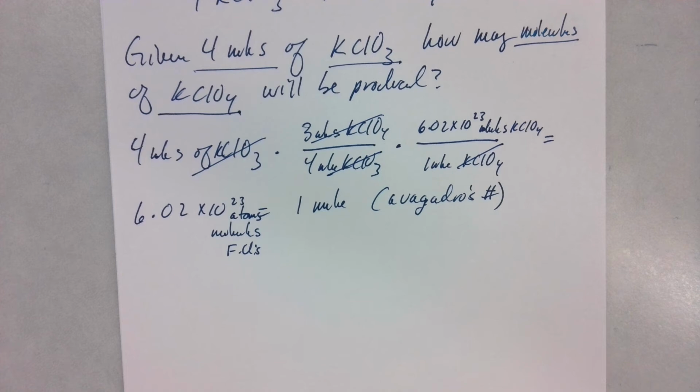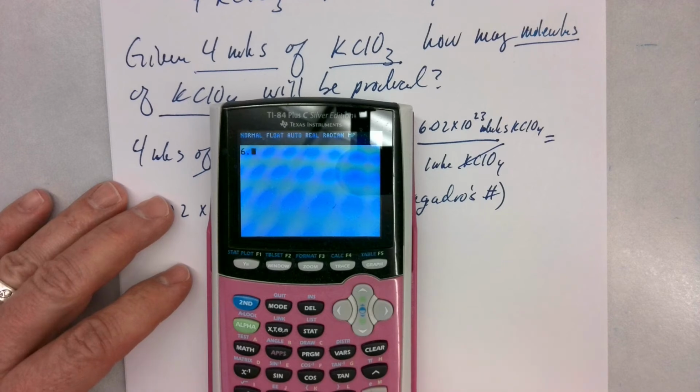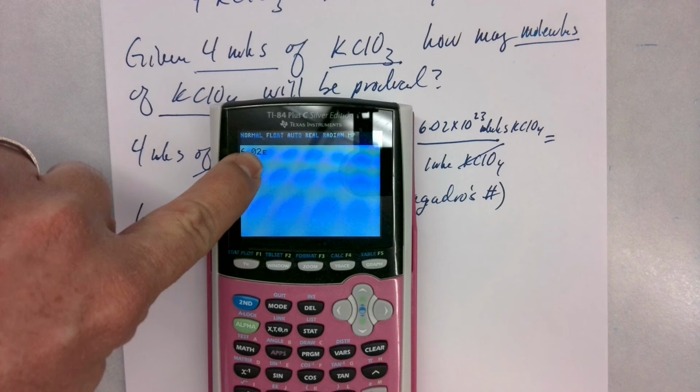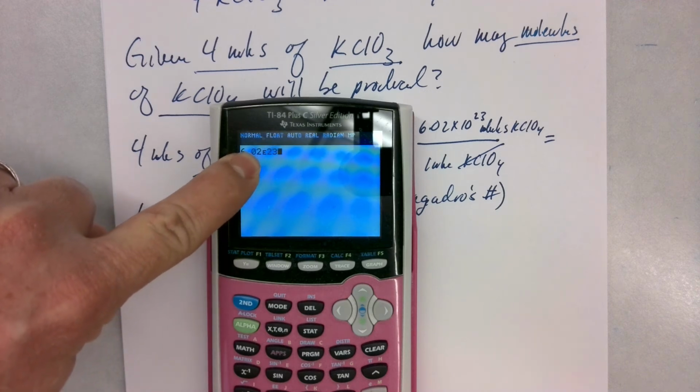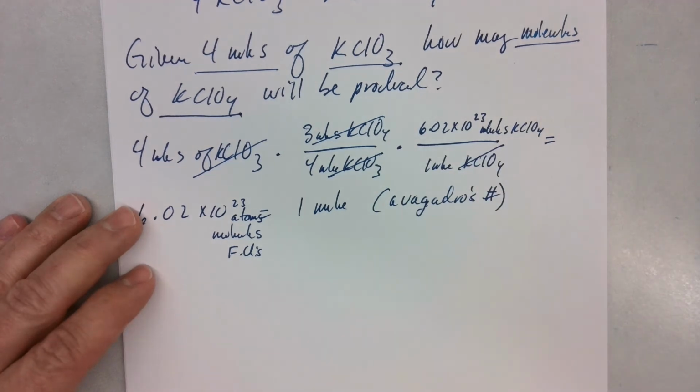What did you press on your calculator? The second EE. So go 6.02 and then go second EE. And it puts that little E right there. That means times 10 and then just go 23. That's what gives it to you. Okay?